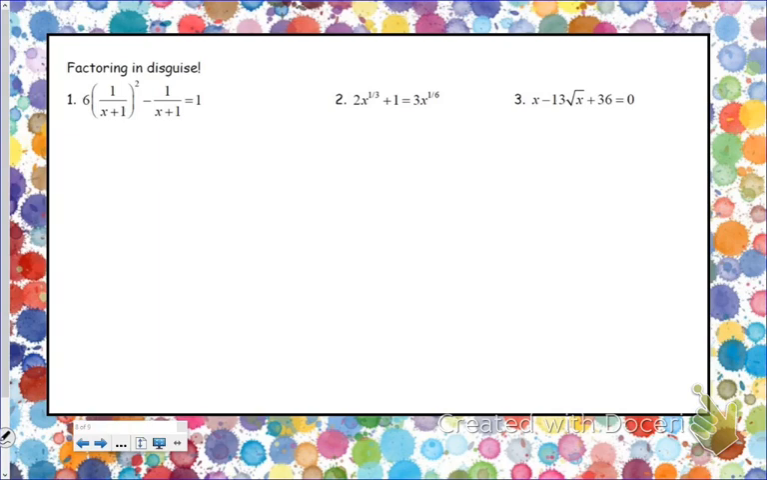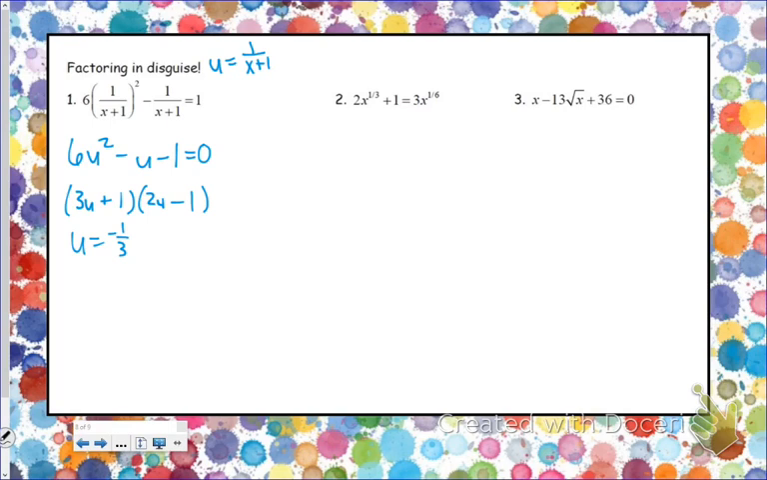On this first one, again, you can use any variable. I'm going to use u. And I'm going to replace 1 over x plus 1 with u. That makes this 6u squared minus u minus 1 equals 0, which is much simpler to factor. This is going to factor into 3u plus 1 and 2u minus 1, which means that u is going to be negative 1/3 and u is going to be 1/2. However, we don't care what u is.